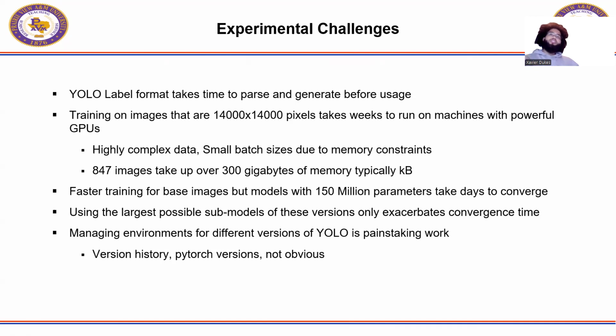So working on even larger images that take up tons of memory, it took weeks. Using the largest possible submodels for these versions only exacerbates convergence time. Again, that 150 million parameters.